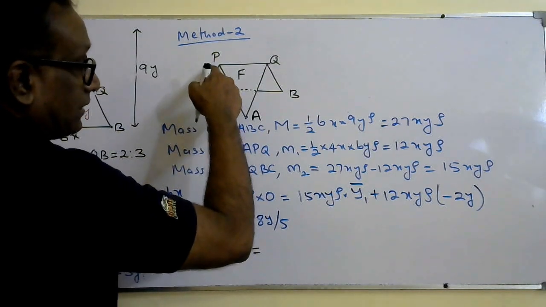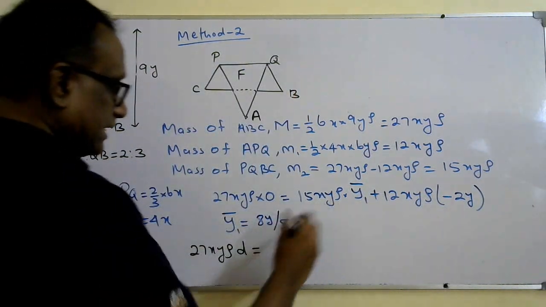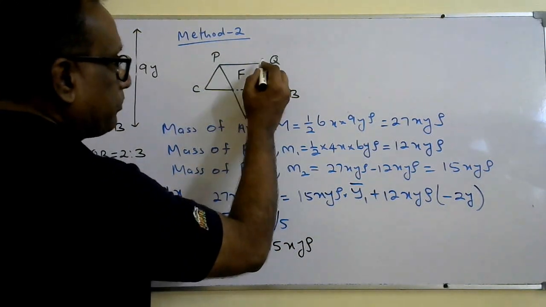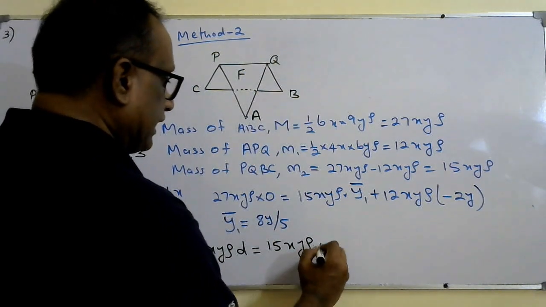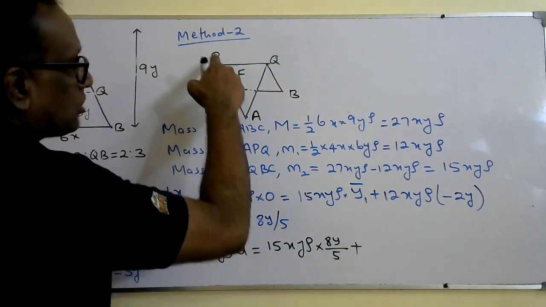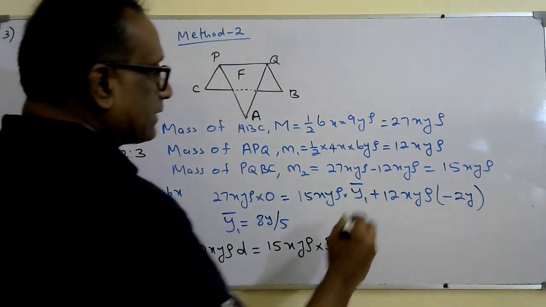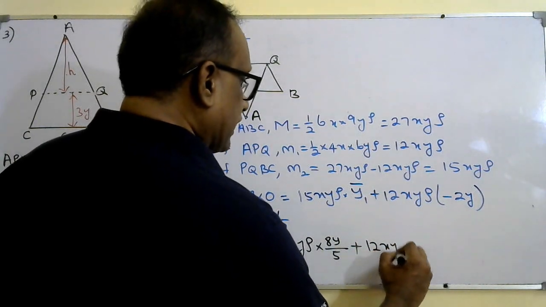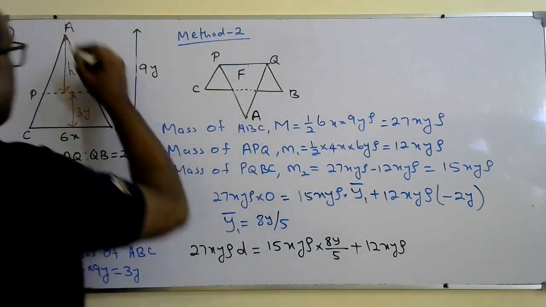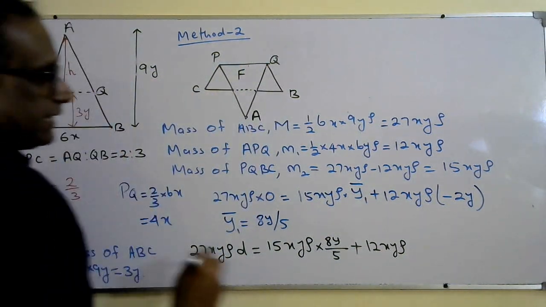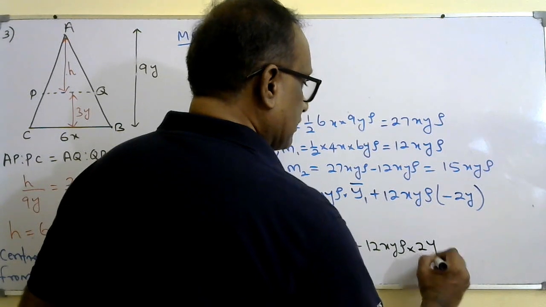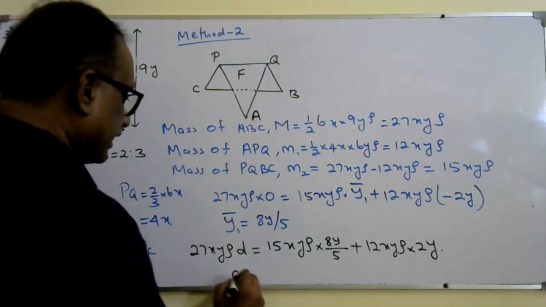the mass of the trapezium, that is 50 xy rho, into its center of mass from PQ, everything I measured from PQ, that we found as 8y over 5, plus the mass of the triangle PQA, that is 12 xy rho, its center of mass from PQ, 1/3 of this height. Anyway, this height is the same as this height, it's folded, it is h, that is 1/3 of 6y, that is 2y.